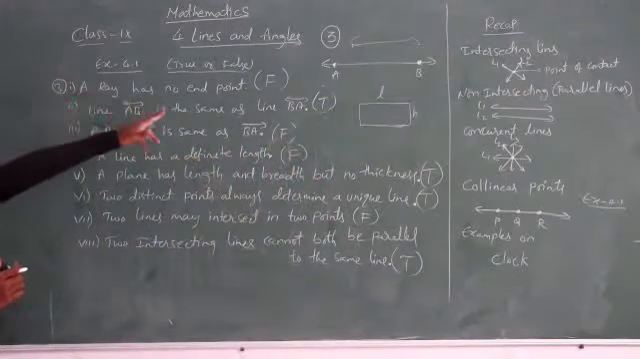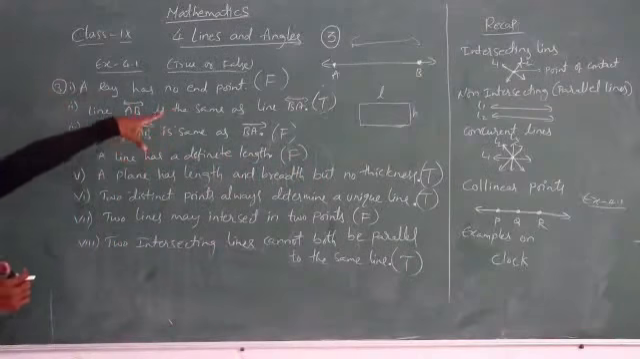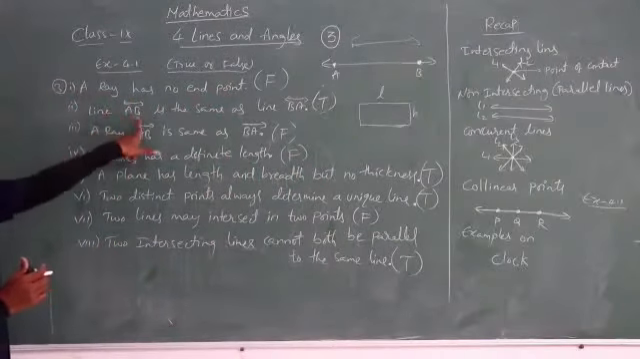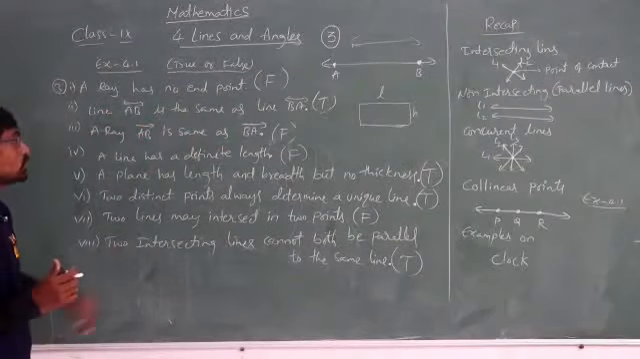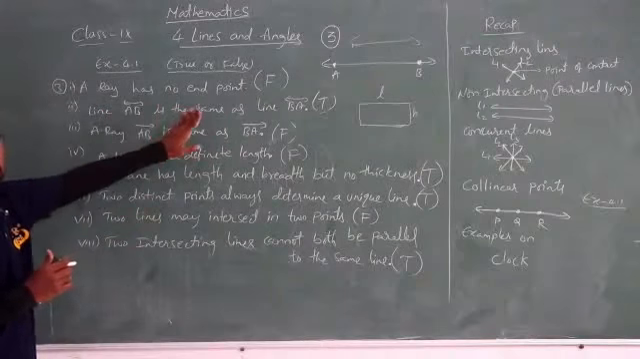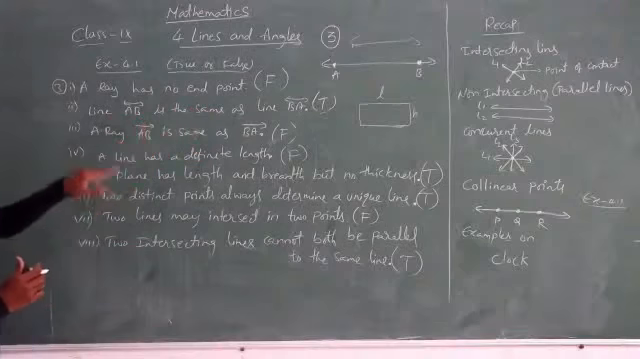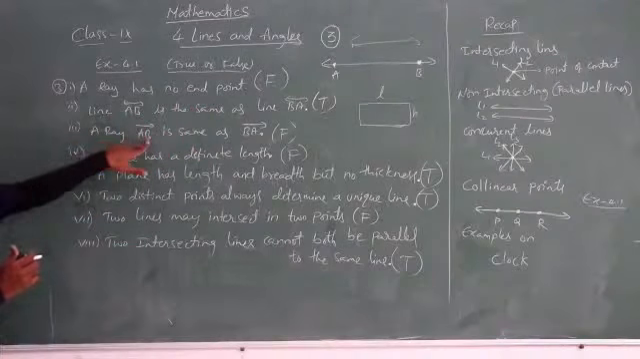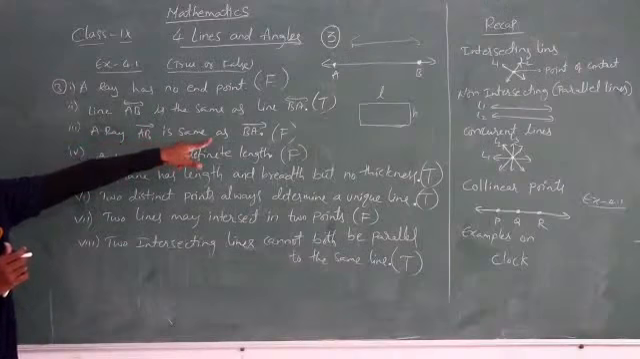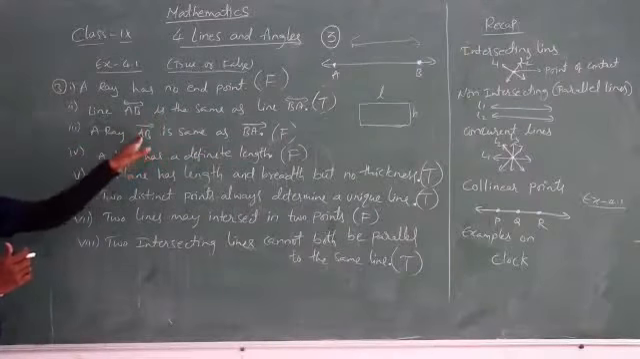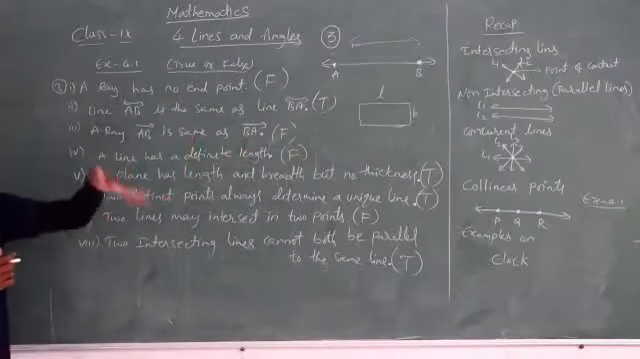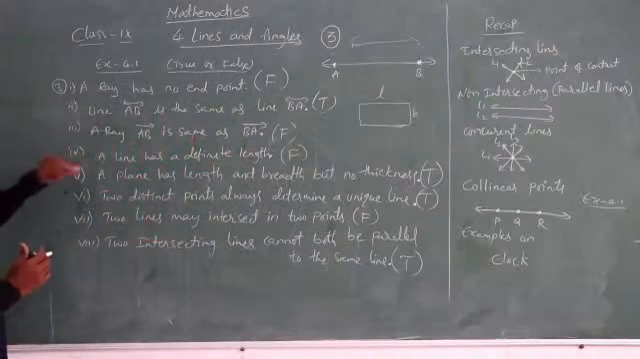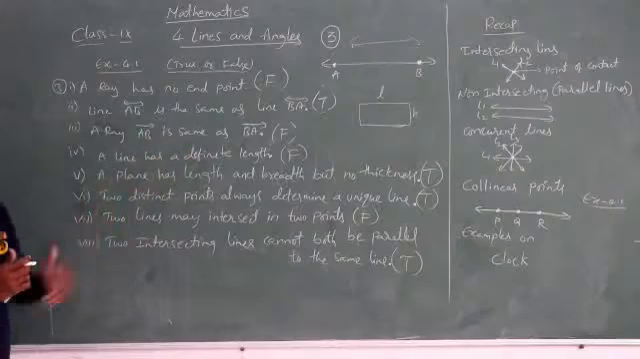Okay, first one, the ray has no endpoint. No, it will be having an endpoint. Therefore it is false. Second one, line AB is the same as line BA. Yes, absolutely. Why? Because AB is also infinite and BA is also infinite. A ray AB is the same as ray BA. No, absolutely not. Why? Because here the starting point is A and here the starting point will be B. So they both are not starting at one common point. Therefore, no. A line has a definite length. No, it will be having indefinite length.